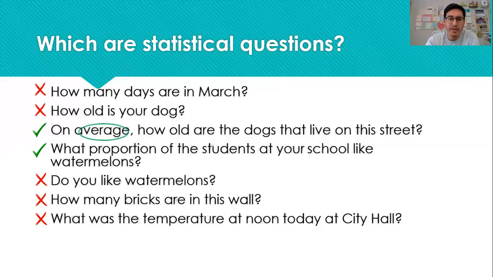Okay. All right, so the last thing I want to touch on is these two words in the statistical questions, average and proportion. In AP Stats, a lot of the statistical questions that we hope to answer have to do with these two things, averages and proportions. A proportion is similar to a percentage. So we could interchange the two words and the question would read just the same. What percentage of students at your school like watermelons is the exact same thing.